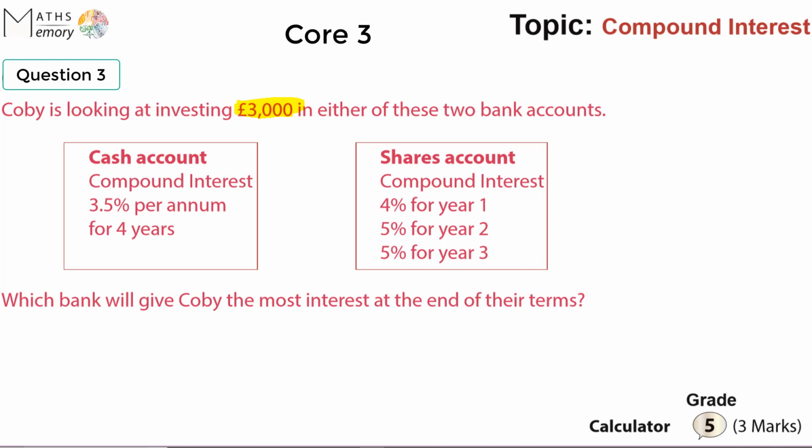Now, this is something called comparisons. It comes up quite a lot, in fact. So let's look at the cash account. We get 3.5% a year here for 4 years. And this one, the shares account, is called a multi-step problem, multi-interest, let's say. It's 4% in the first year, 5% second and third. It's higher in the latter years just for customer loyalty. This is how banks operate, actually.